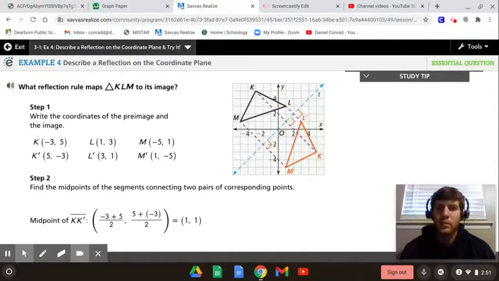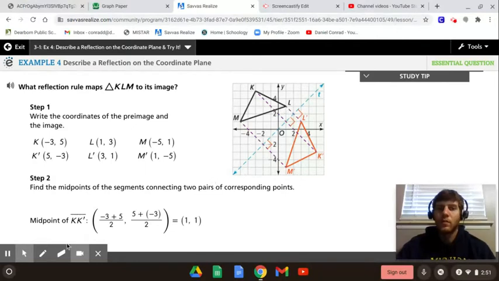So the idea here is we want to figure out what line is being reflected over. In order to figure that out, we have to know that our points are going to be equidistant away from that line of reflection. So if L is the point we're looking at in the pre-image, it gets reflected over line T and goes to L prime. The distance between the line of reflection and L is going to be the same as the distance from L prime to the line of reflection. So those are going to be the same distance away.